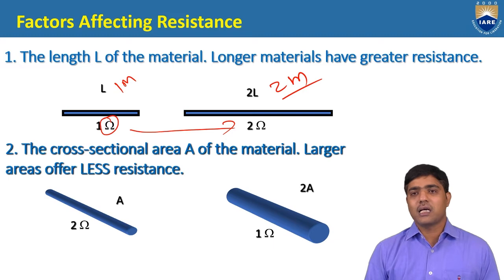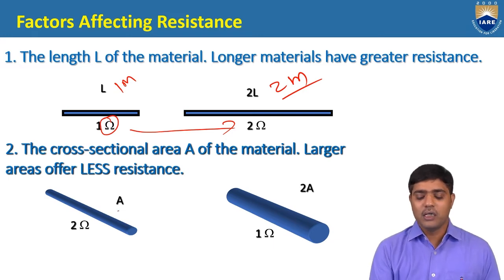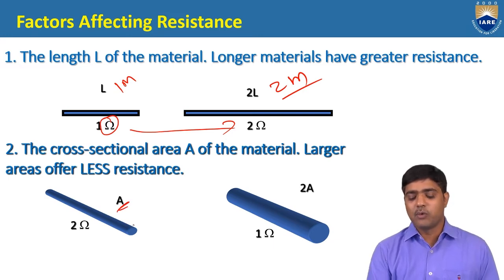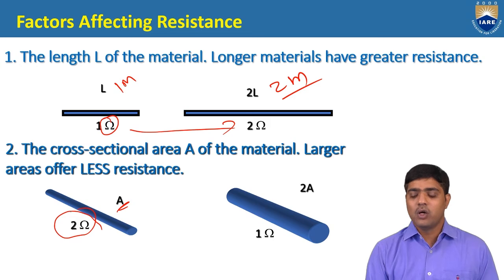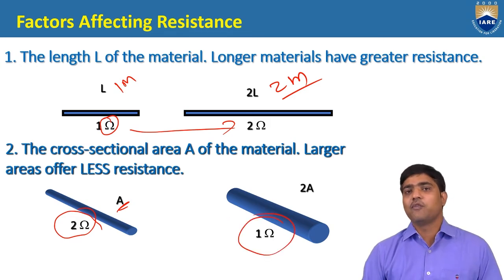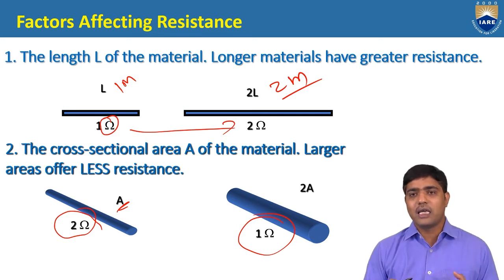If you are increasing the cross-sectional area, here the cross-sectional area is doubled from this point to this point, and you can observe that the resistance of that material is decreased from 2 ohms to 1 ohm. Why is there a decrease in the resistance? If you are having less cross-sectional area, the path for free electrons will be less. If you are increasing the cross-sectional area, there will be more path for the flow of free electrons.